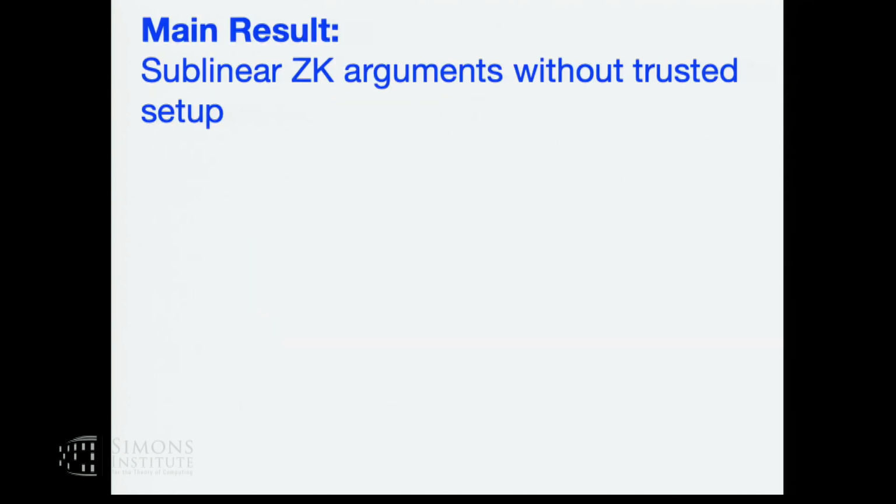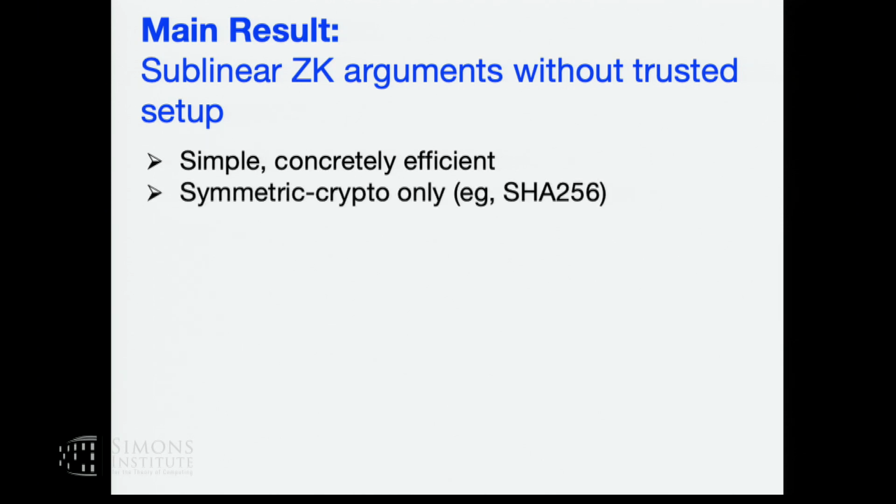All right, so what is the main result? Just theoretically stating, we get sublinear zero-knowledge arguments without a trusted setup. A couple of features: I'm going to describe this protocol on a high level. It is simple, it's concretely efficient, and relies only on symmetric key crypto. In fact, it relies just on collision-resistant hash functions for the usual reasons.